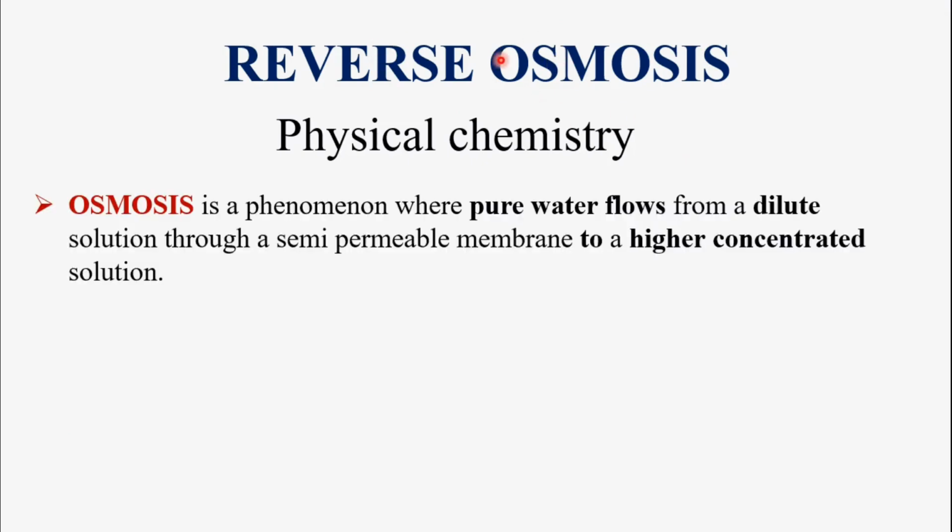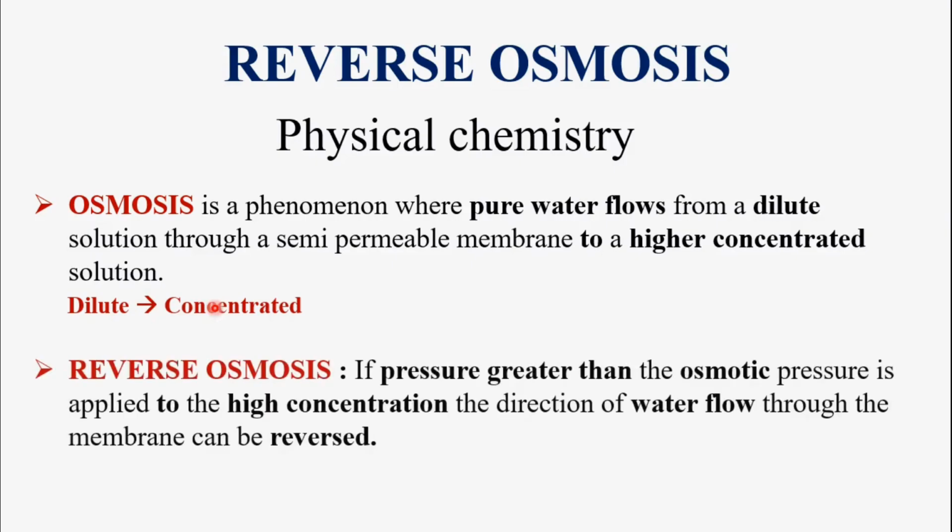So first of all, what is osmosis? Osmosis is a phenomenon where pure water flows, that is, from a diluted solution, through a semi-permeable membrane to a highly concentrated solution. So osmosis means the movement of molecules from diluted solution to concentrated solution. That is a natural phenomenon.